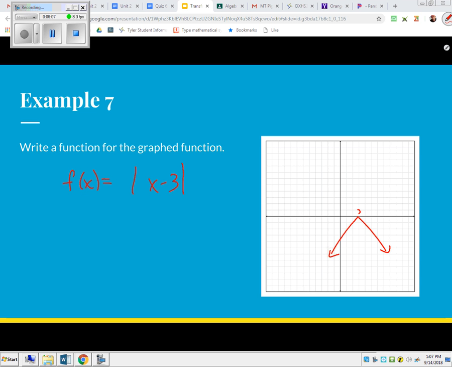Is that all I did? I reflected it over the x-axis. So where's the negative go? It goes outside the function, in this case outside the absolute value. So I throw a negative right here. And that would be the graph of it.